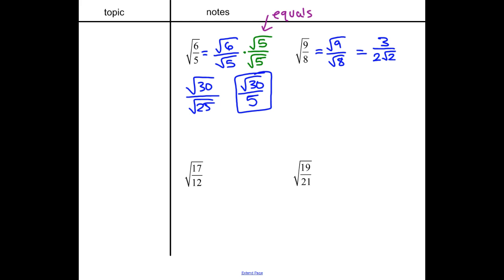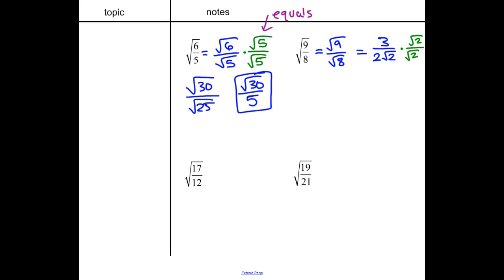Now, the biggest mistake that people make, it's not really a mistake, but it just takes more simplifying later, is that to get rid of that denominator radical, they multiply by 2 times the square root of 2. But I don't need to multiply by 2 times the square root of 2. All I need to multiply by is the square root of 2. Because watch what happens when I do that.